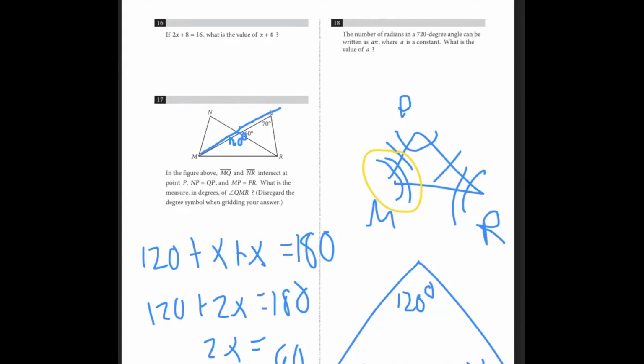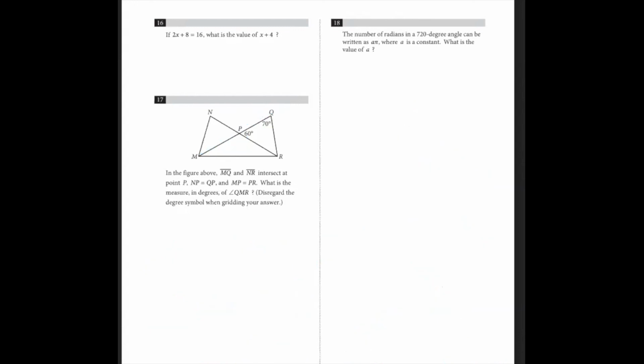These two are both equal to each other because they're isosceles. That will always be true about isosceles triangles. So you can just represent them as both x's, and from there you can just solve and figure out what they're each equal to. So hopefully that one made sense. I like to target the geometry ones just because I know that they're harder. But let's look at number 18.